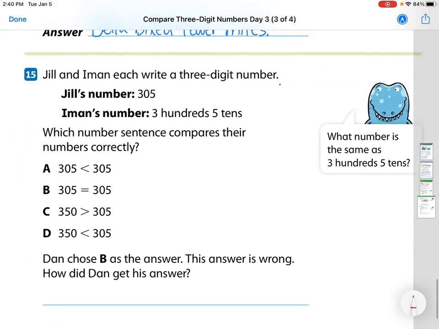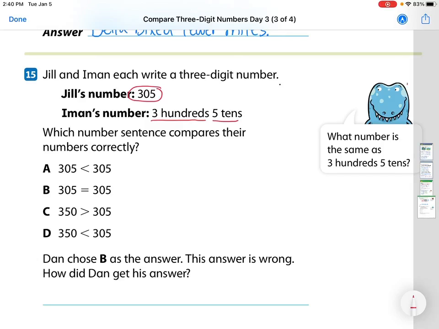All right, we're going to move on to number 15. It says Jill and Iman each write a 3-digit number. Jill's number is 305, and Iman's number is 3 hundreds and 5 tens. So it gave us 2 different ways to write numbers. The first way, Jill's number is written in standard form, and Iman's number is more of an expanded form. Which number sentence compares their numbers correctly?